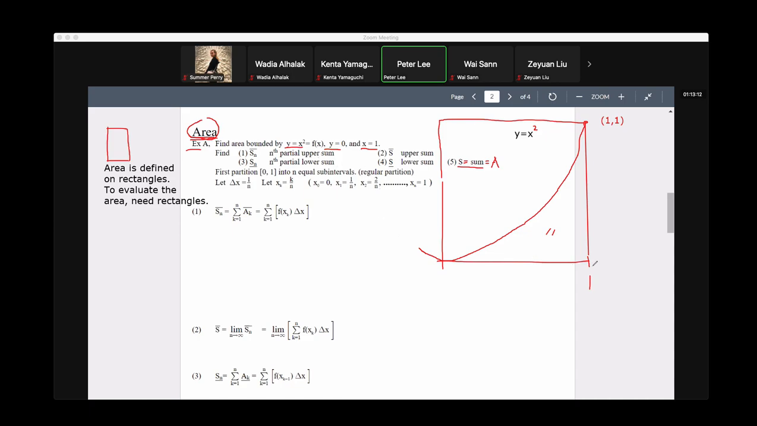Okay, so how do you get the area of this? This is what we do. First, we have the interval from 0 to 1. Let's partition 0 to 1 into n equal subintervals. This is what we call a regular partition. What that means is we chop 0 to 1 into how many pieces? Not 2 equal intervals or 3 equal intervals, but n equal subintervals.